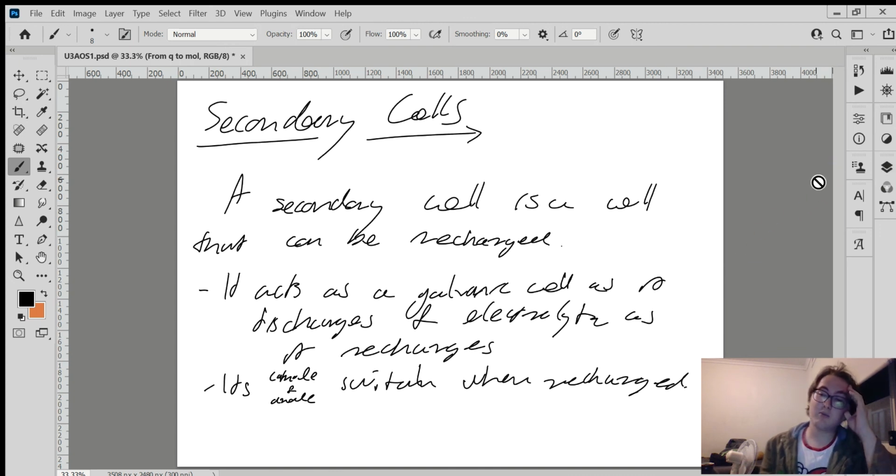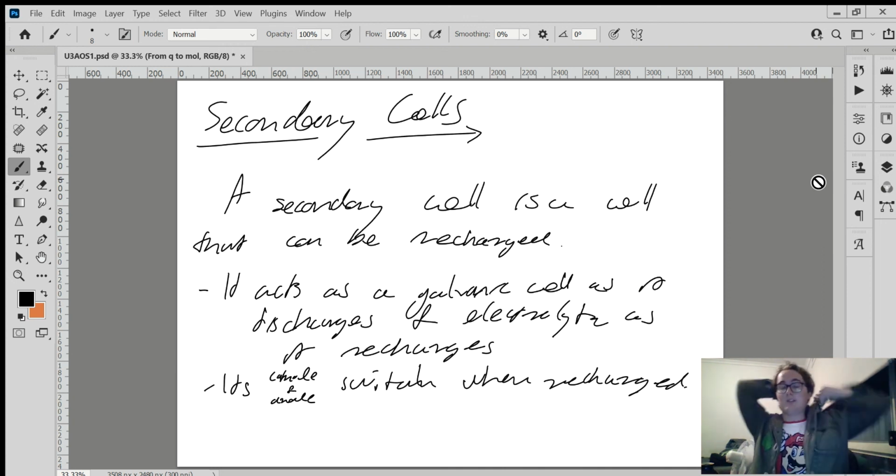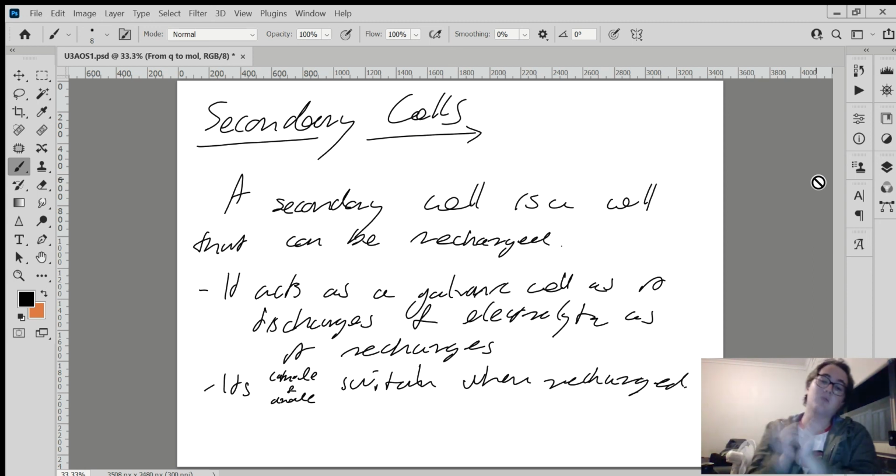And to end it off is something that I'm not even sure will be on the SAC, is secondary cells. A secondary cell is a cell that can be recharged. It acts as a galvanic cell as it discharges and an electrolytic cell as it recharges. Its cathode and anode switch when recharged, which is to say, what was once the side of reduction is now the side of oxidation. And the side of oxidation is the side of reduction. It's important to note as well, the poles don't flip, only cathode and anode. So that's why the cathode's negative and then the anode's positive.